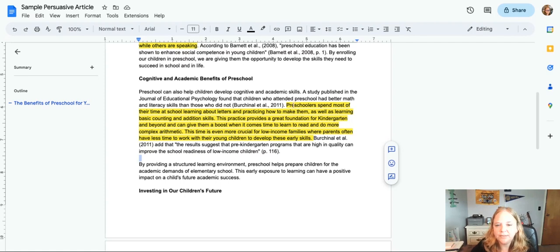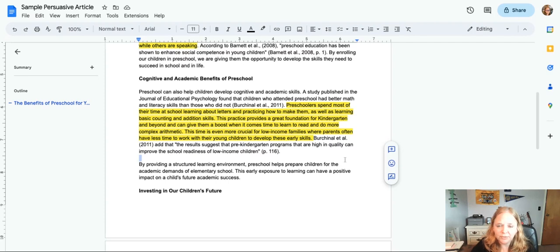All right, so I've added a few sentences here to make more of a connection and really flesh out this argument in more detail than it had before. So now it says, Educational Psychology found that children who attended preschool had better math and literacy skills than those who did not. Preschoolers spend most of their time at school learning about letters and practicing how to make them, as well as learning basic counting and addition skills.